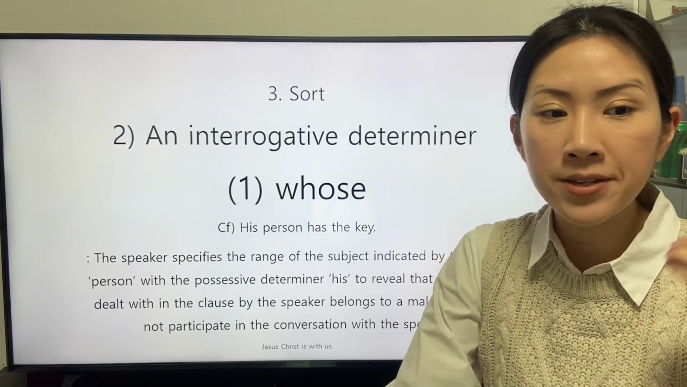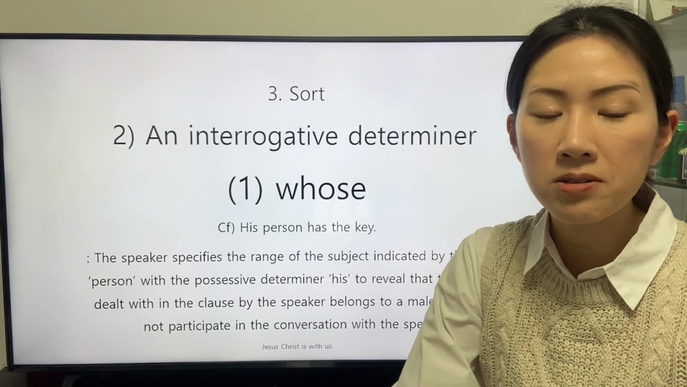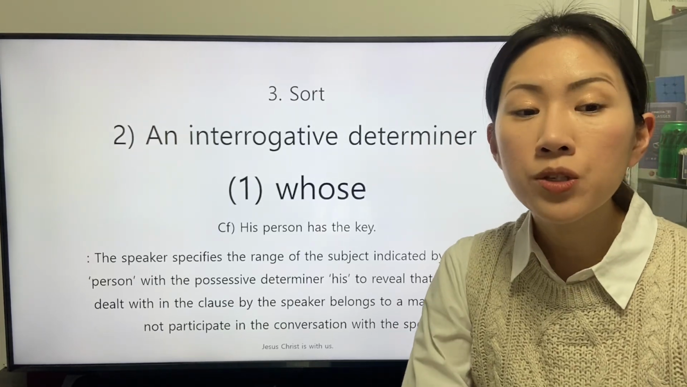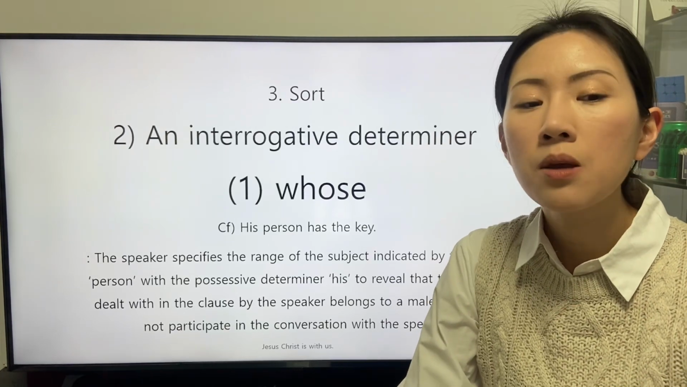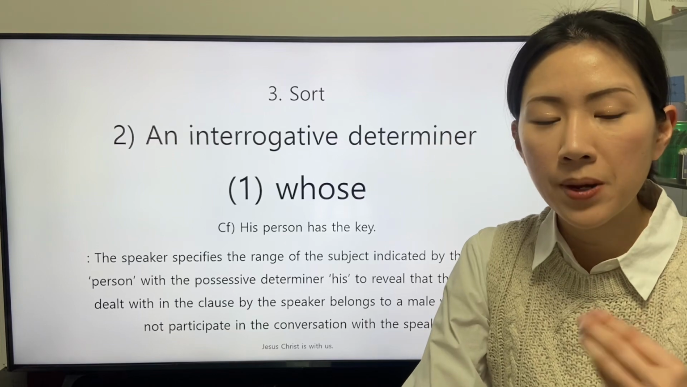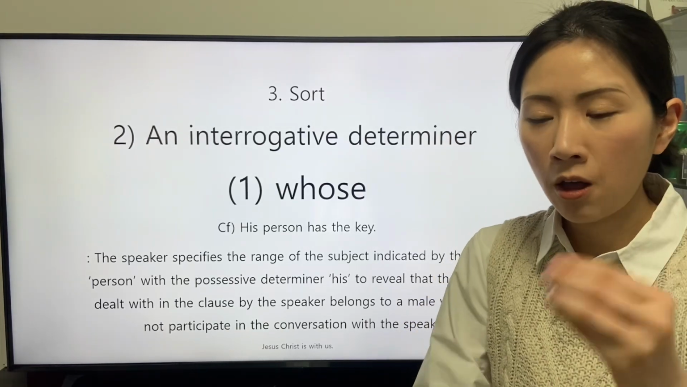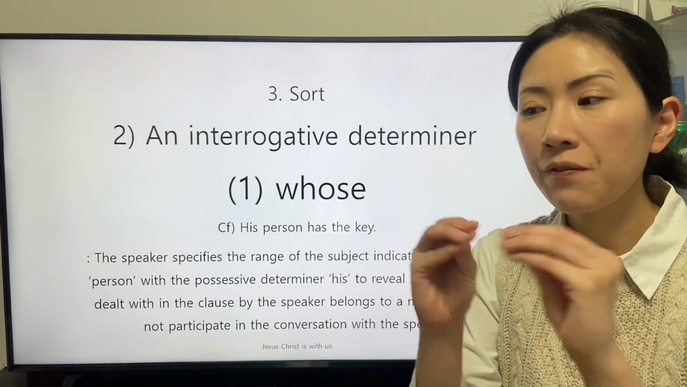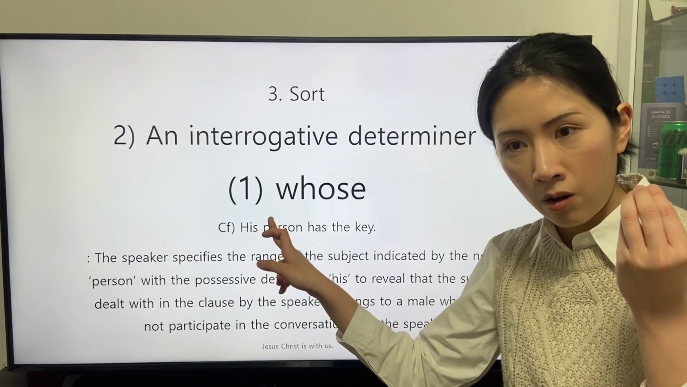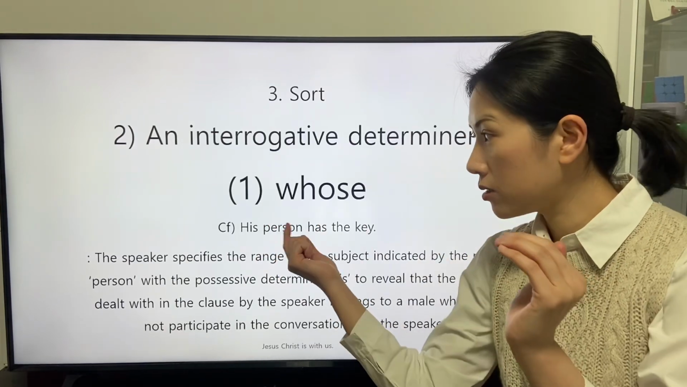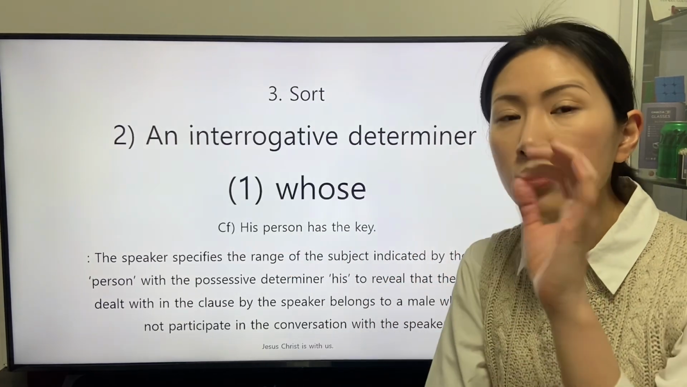The speaker specifies the range of the subject indicated by the noun person with the possessive determiner his to reveal that the subject dealt with in the clause by the speaker belongs to a male who does not participate in the conversation with the speaker. The possessive determiner his reveals another subject that the specified subject indicated by the person in this clause belongs to.